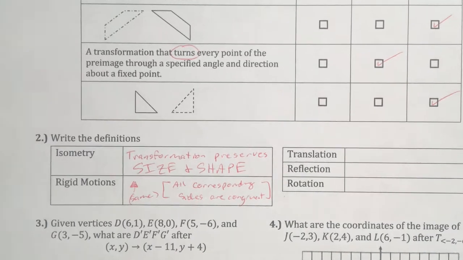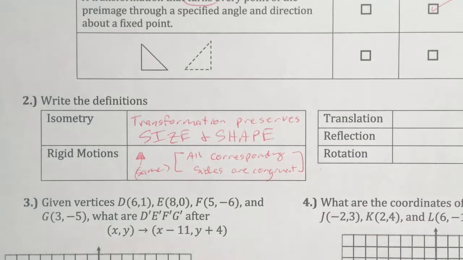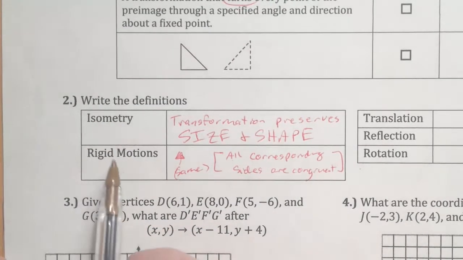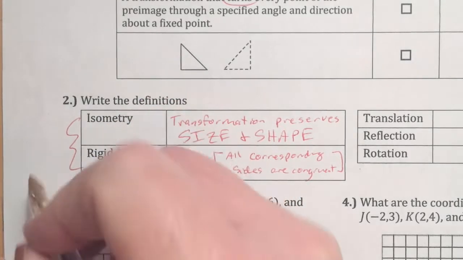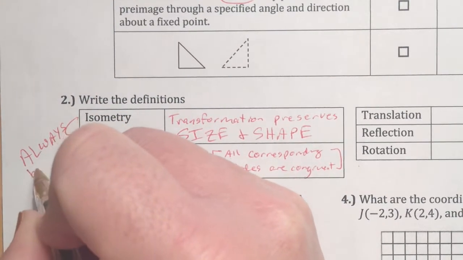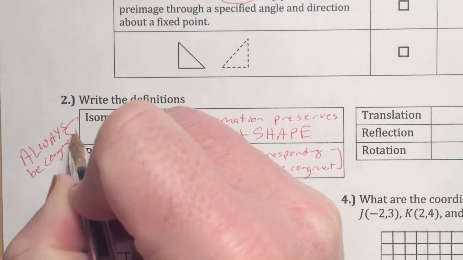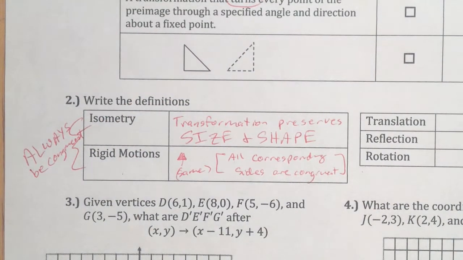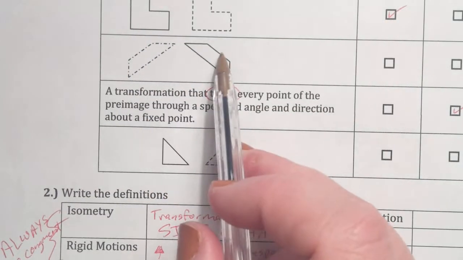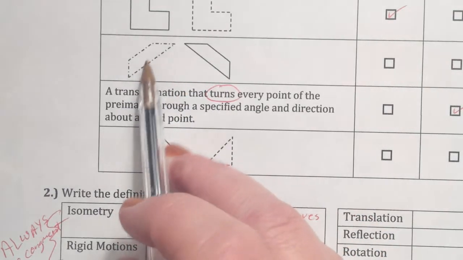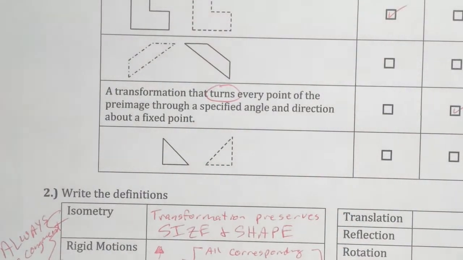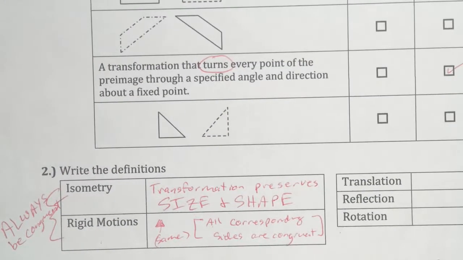Okay, so I'm going to zoom in just a little more right there. All right, so all those words, basically, when you have an isometry or rigid motions, they will always be congruent. So what's always congruent? The size and shape. So basically what you're saying is the old shape is the exact same thing as the new shape. That will always be true. They are always congruent. That's what we're saying. So always, always, always, always.